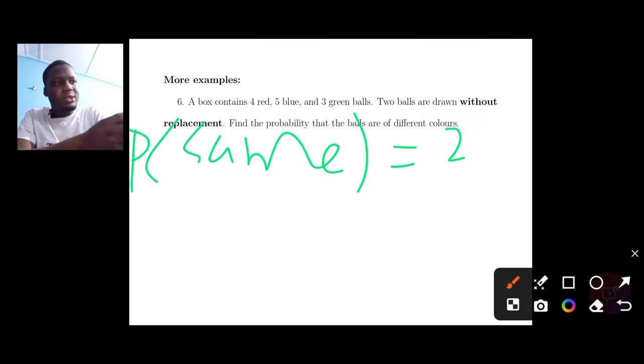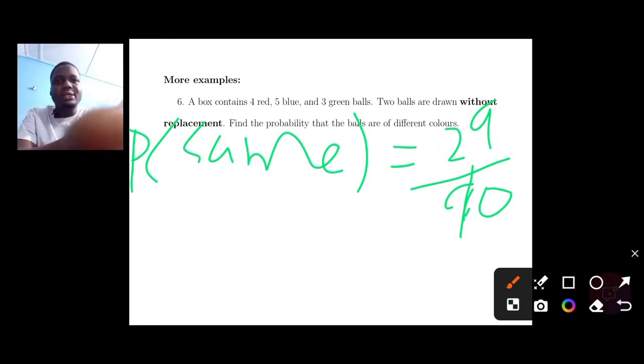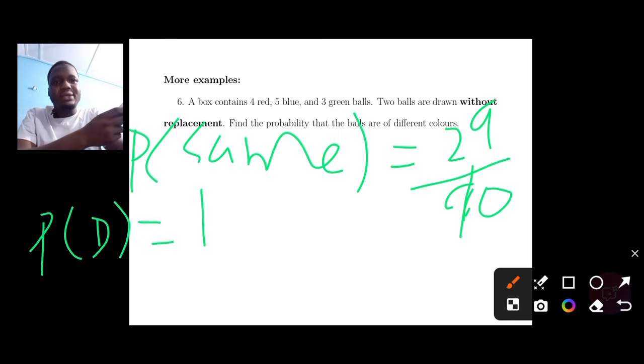is 29 out of 90. Remember, we don't want the same, we want different. So it's 1 minus, they are the same, because if they are not the same, they are different. That makes them complementary. There is no other choice. If something is not different, then it's the same.